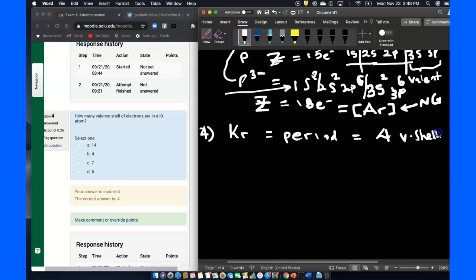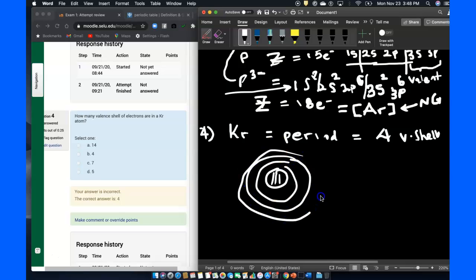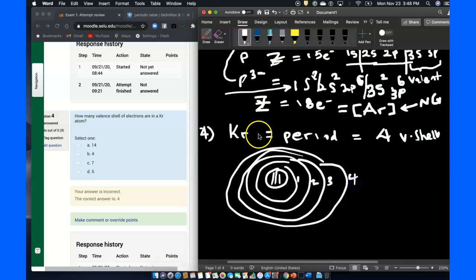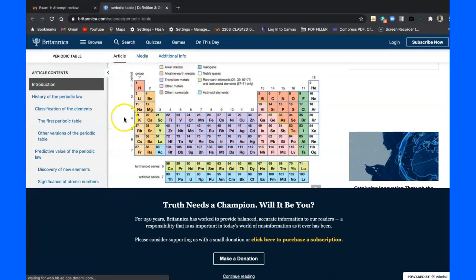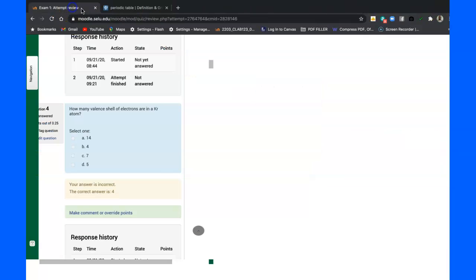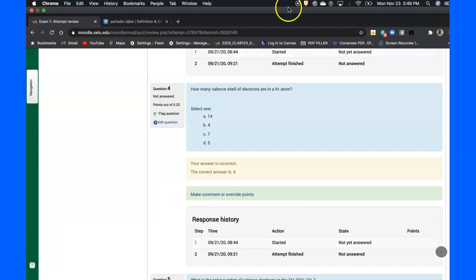Okay, so the shells are just the rings. Like if you are to draw the structure of the atom, you're going to draw the rings outside, so this is 1, 2, 3, 4. Look at the periodic table. Let me expand this. So you see krypton is right here in the 4th period, so it should have 4 shells around it.